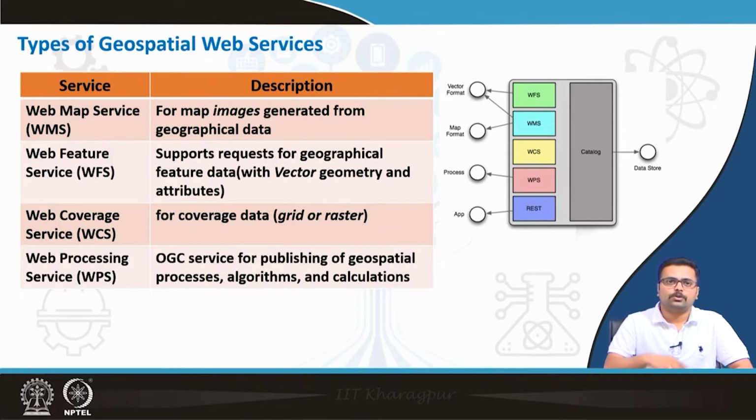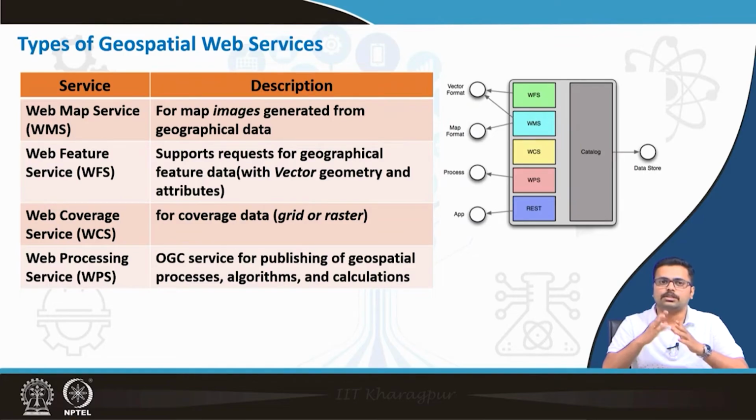Now when we are referring to geospatial web services, there are four important kinds of web service. The first one is web mapping service. Here, this service is basically used for generating images from the geographical data, and similarly for the vector we have something called web feature service. This supports all kinds of geographical feature data which has a vector geometry as well as attributes.